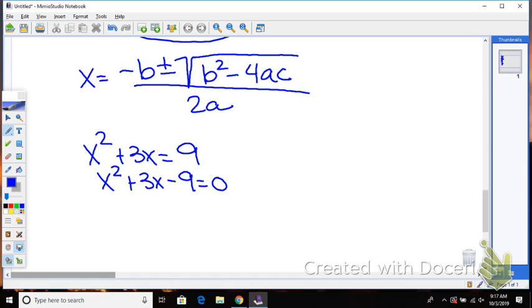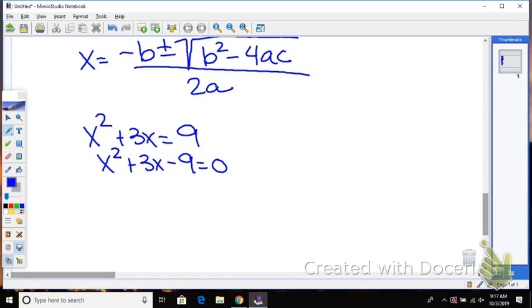Before we start, let's talk about what a, b, and c are. A is going to be the number that's in front of your x squared. B is going to be the number in front of the x, and c is this. We know this from factoring with the x method, but just in case. So what number do I use for a? 1. A, b, and c are all numbers. A is 1. What is b? 3. And what's c? -9.